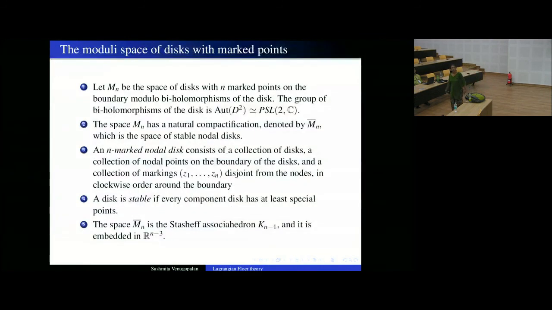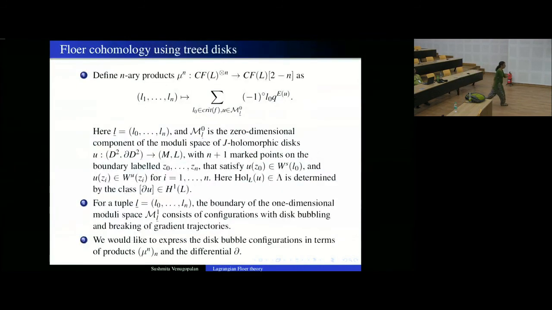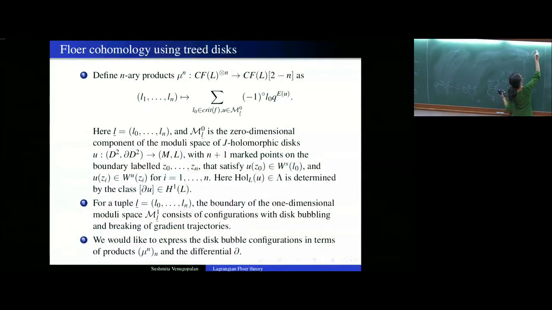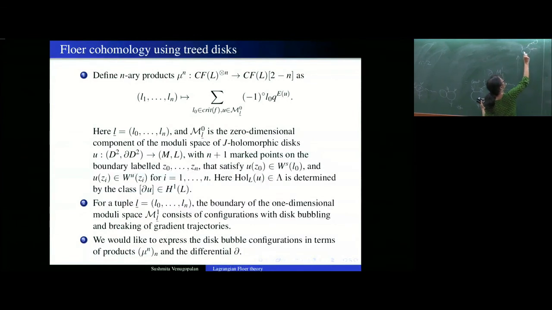Okay, so for that, what I will be doing is the following. I will somehow like to replace these kinds of configurations with this configuration. Now this can be seen as a disk with just a single output, and then I compose it as a mu3, right? And similarly with this one, I would like to replace this one with something. This is a ternary product.